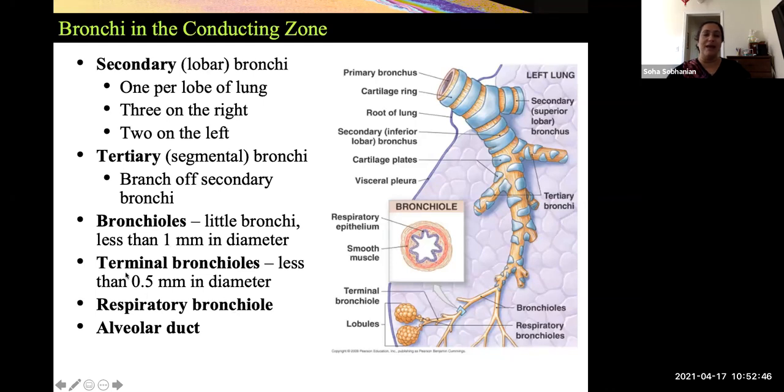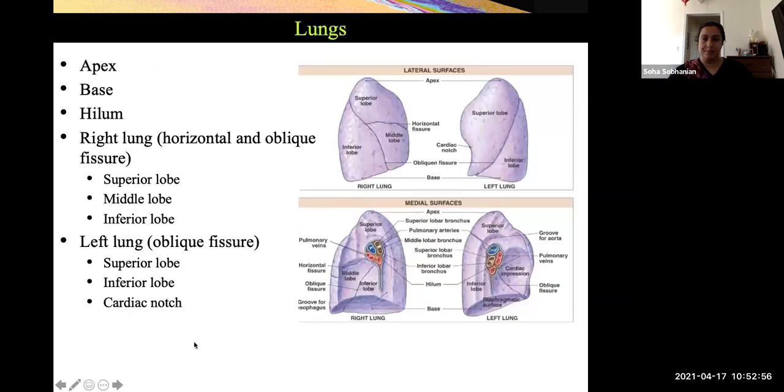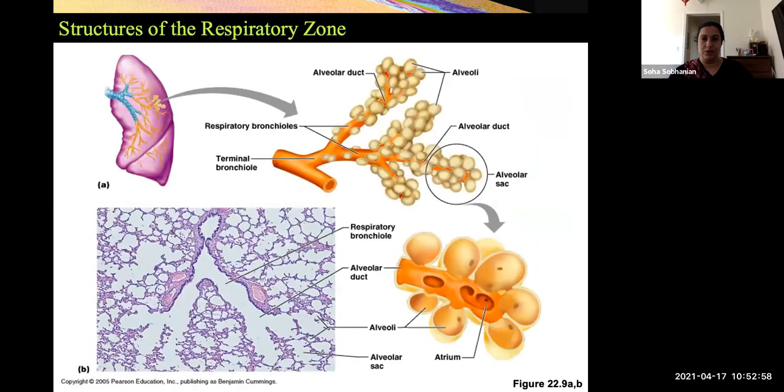Respiratory bronchi is about half of that. So they're basically getting smaller and smaller as you go through them. And then you eventually end up with what we call the alveolar duct. So I'll just want to show you this. Here is the terminal bronchi again, respiratory bronchiole, and then alveolar duct.